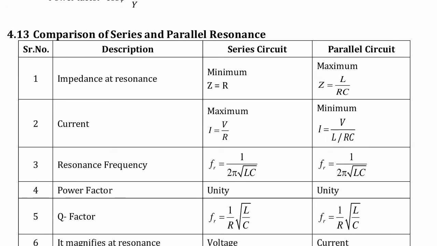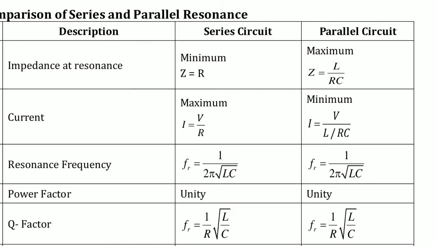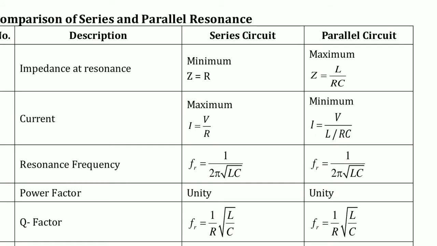Here we can write 1 by 2 pi under root of 1 by LC minus R square by L square. By removing the resistance value, we get the same formula as the series resonance circuit frequency formula, also for the parallel circuit. So FR is equal to 1 by 2 pi root LC in parallel circuit also.